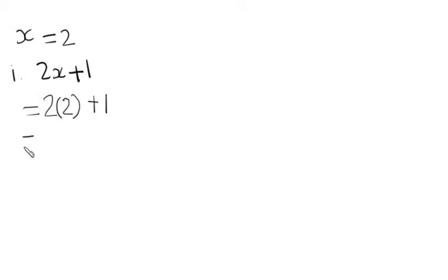Great. So then 2 multiplied by 2 would give me 4. I have my plus 1, and that would leave me with 5. Great. Right, let's move on to another example. So if I have x to the power of 2 plus 3, again, the information given to me is that x is equal to 2, right?